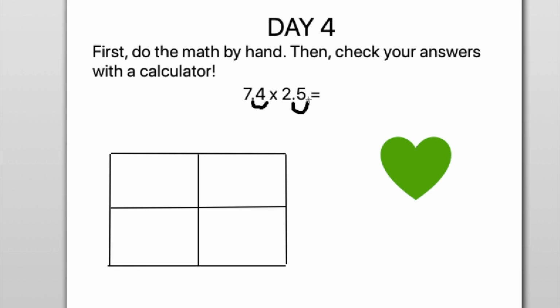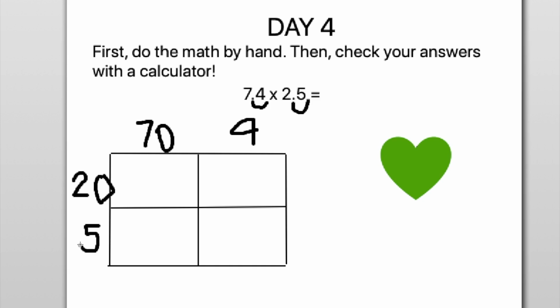For the first problem, I'm going to be using the box method. For the second problem, I'm going to use standard algorithm. You can pick which method you prefer and apply to both problems. So now I have 74 times 25.